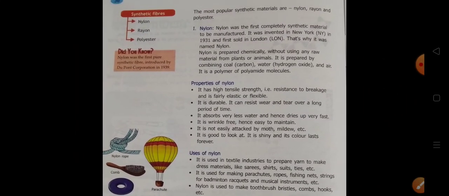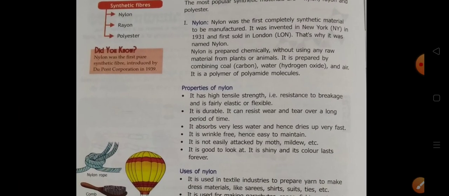Now first we will discuss the synthetic fibers. Synthetic fibers are nylon, rayon and polyester. So now first we'll take a brief look over here. Nylon is what? It is prepared chemically without using any raw material from plants or animals. That means no plant or animal product is used, only chemicals are used to form the nylon.